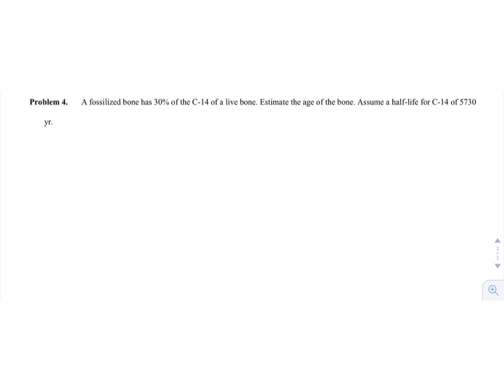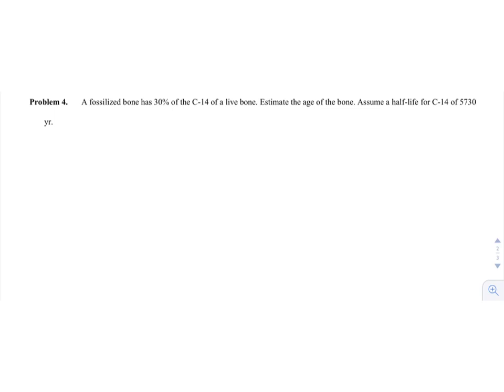Hi guys, let's take a look at this problem. We do know that a fossilized bone has this much remaining, so 30% of the C14 of a live bone. Now we want to estimate the age of the bone, and we do know the half-life.